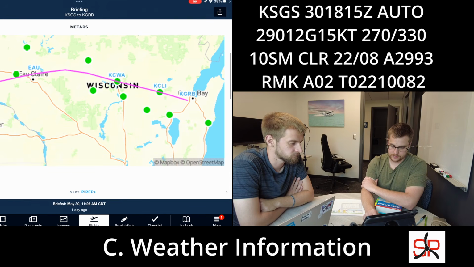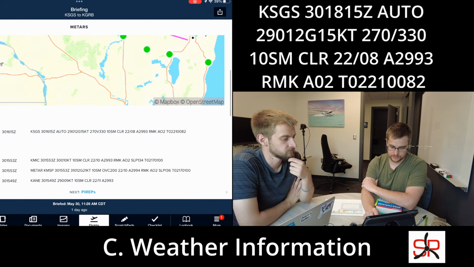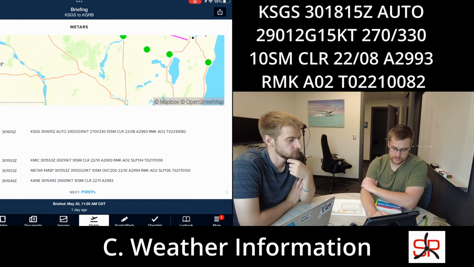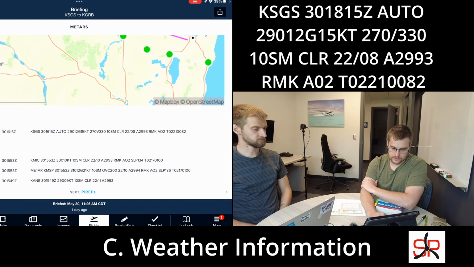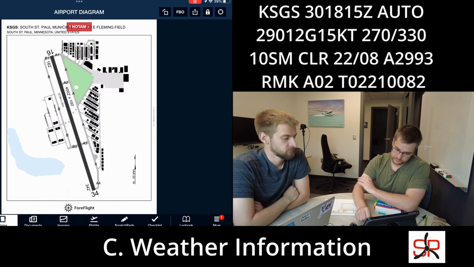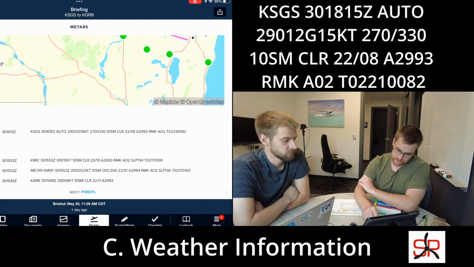We've got METARs here, and everything on the map looks clear. We can just go through. We'll decode one here. The top one here is South St. Paul, KSGS. It was posted on the 30th day of the month at 16:15 Zulu. This is an automated report. Winds are 290 at 12, gusting 15.